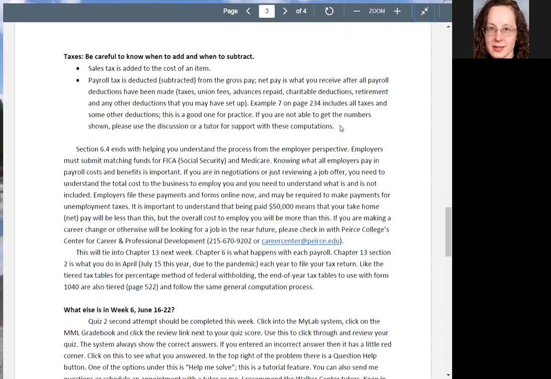So example 7 on page 234 is a nice example. It includes all of the taxes and some other deductions. So that's a really good one to practice. Read through the examples, and then when you want to really challenge yourself and make sure you're ready, that you know what you're doing, example 7 is your one to work on and make sure that you got it. And if you're not able to get the numbers, please use a discussion or talk to a tutor for support with the computations.